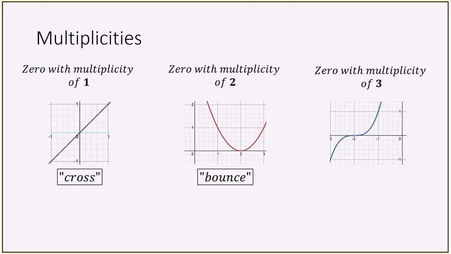I have a power of 3. We call this, and this is definitely not a technical term, I think we call it a wiggle, or maybe that's what I call it in my CU Denver class. But it's very similar to a cross. It's just a little bit wavy versus kind of a straight line through.